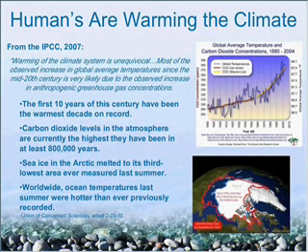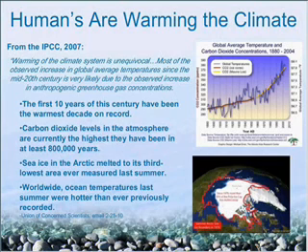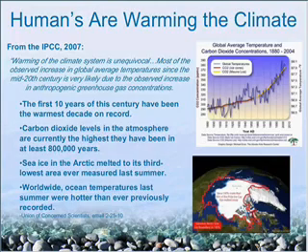Biologists are noticing changes in animal behavior, from breeding patterns to migratory patterns. There's also sea level rise occurring. Plants are being found at higher elevations than they've ever been found before. So again, there's a lot of evidence saying that humans are in fact warming the climate.